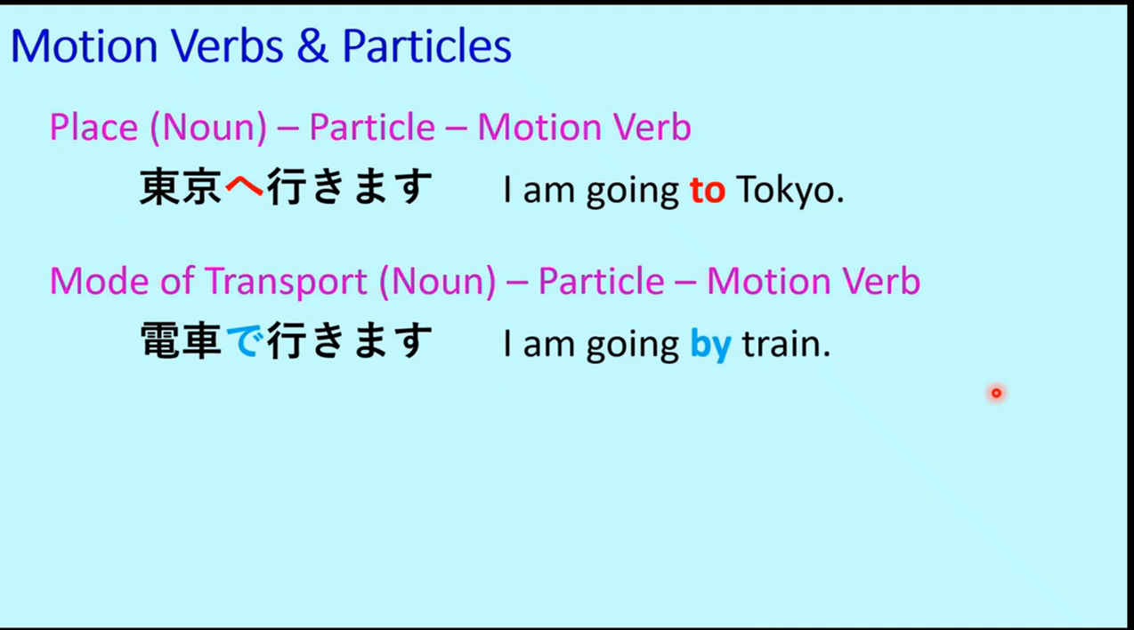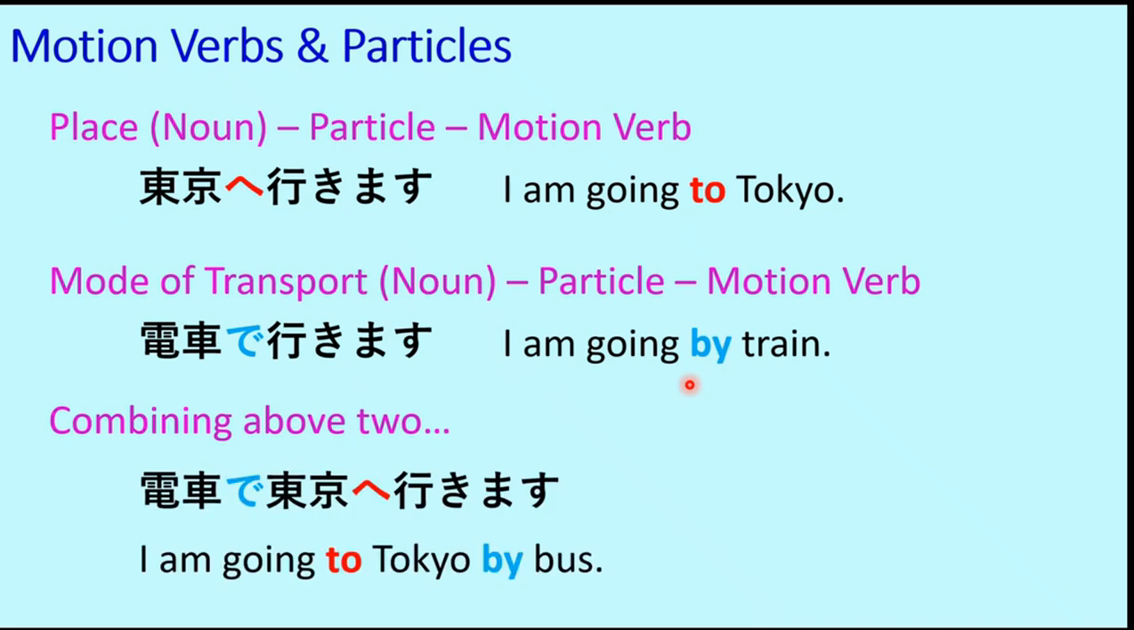If you want to map these particles with the English prepositions, then e will be "to" and de will be "by". Now, what happens if we combine these two sentences? It will be, I am going to Tokyo by train. So it will be densha de Tokyo e ikimasu.